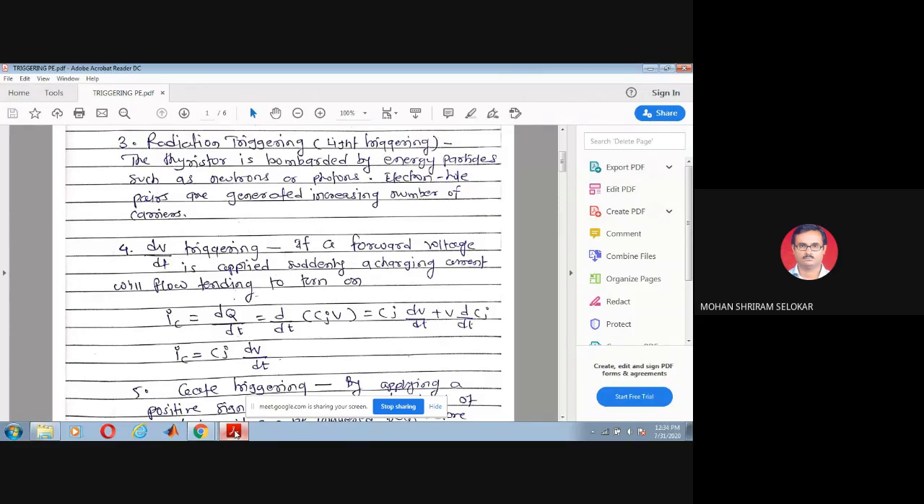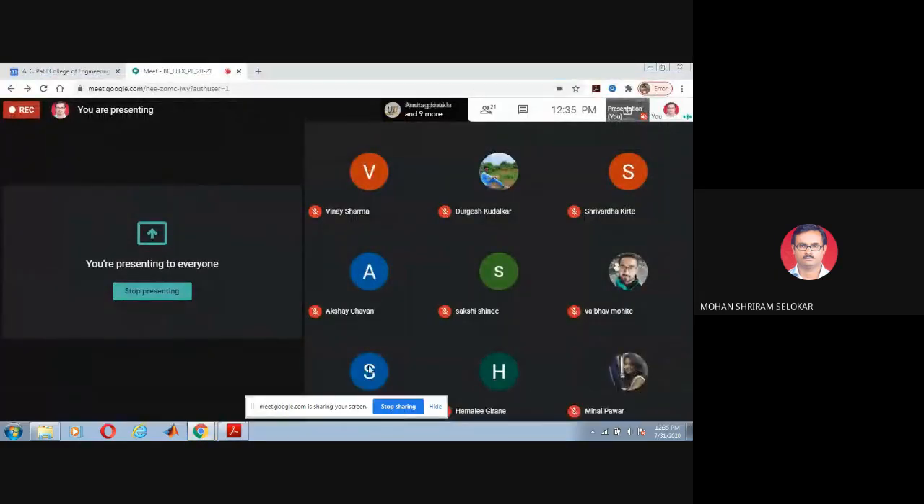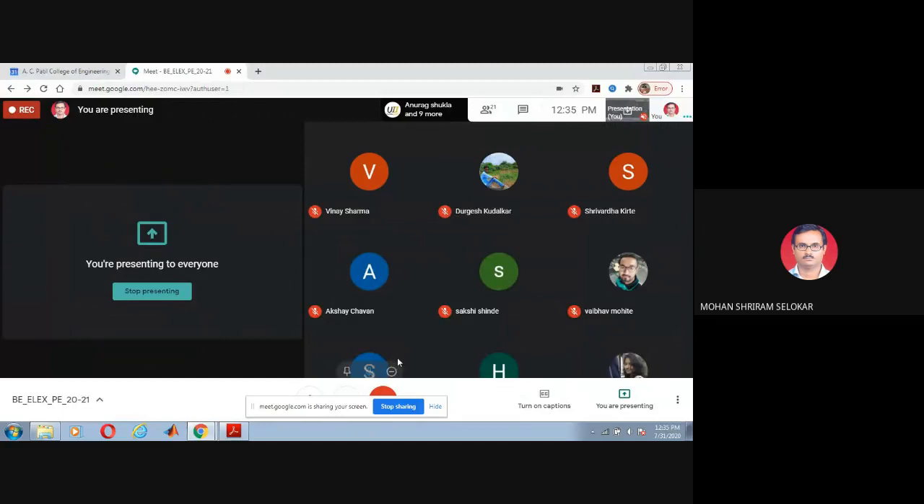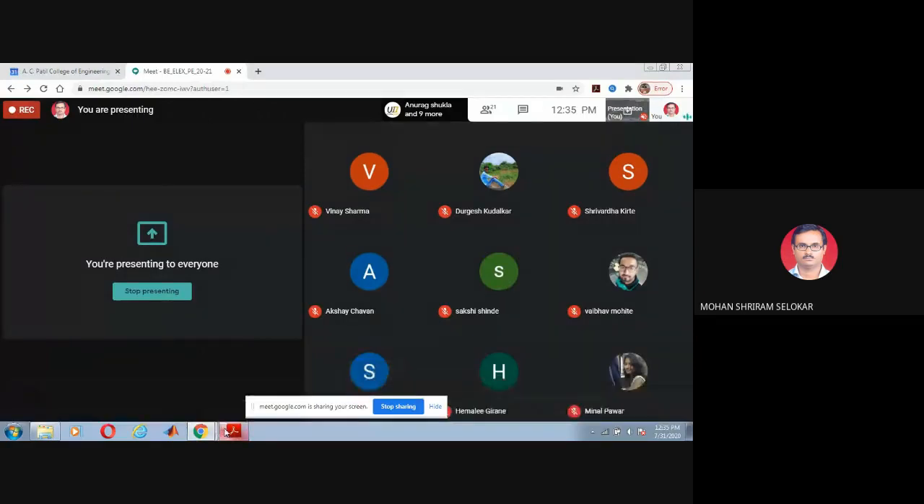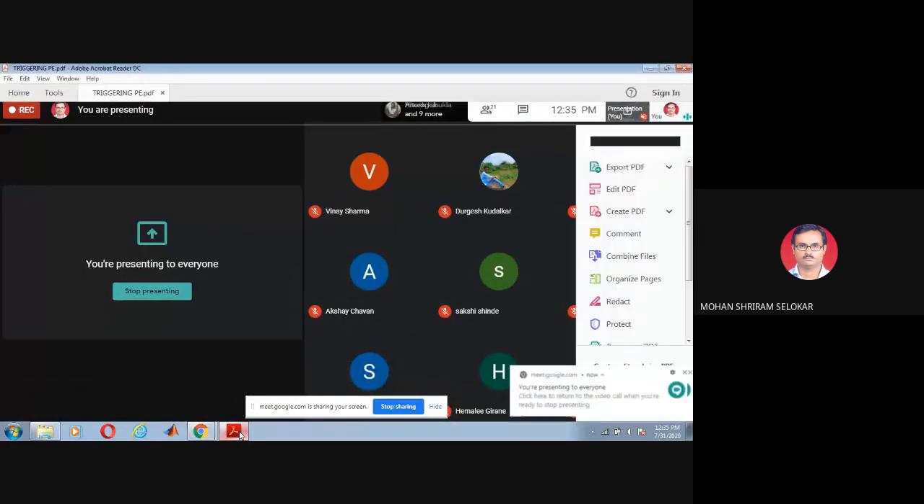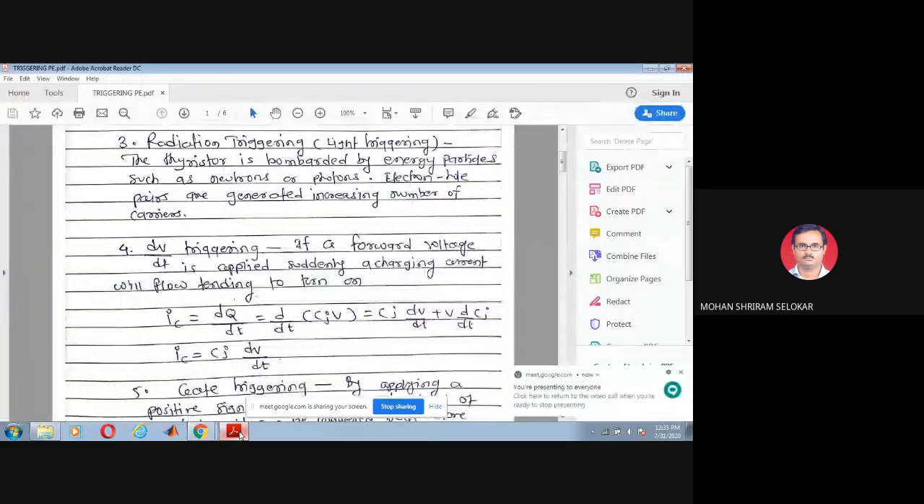Okay. So ultimately, my charging current, that means the current through the junction J2, is given by Cj into dV by dt. Understand? That is the mechanism, or this is the principle, with the help of which we can study the dV by dt triggering method.